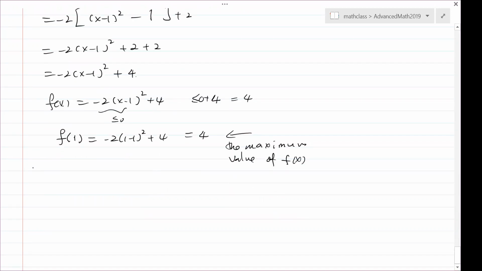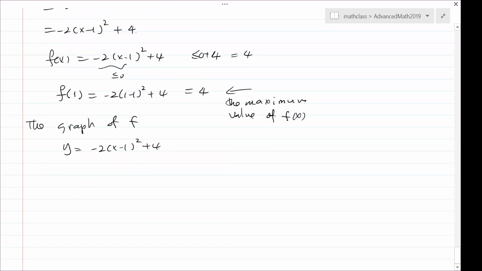Now, when you draw the graph, the graph is given by y equals negative 2(x minus 1) squared plus 4. So the largest possible value for y is going to be 4. Where it occurs, it's at (1, 4). Everywhere else, the y value is going to be smaller than 4. It's below that. So actually you get a parabola that opens downward, and this is the vertex.